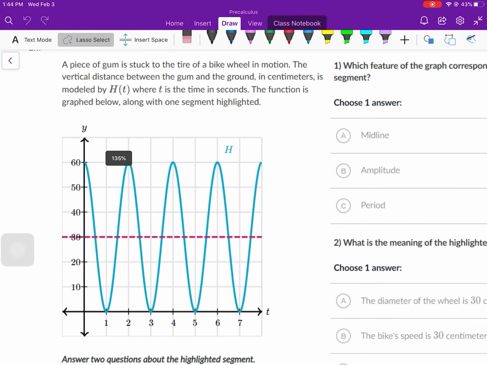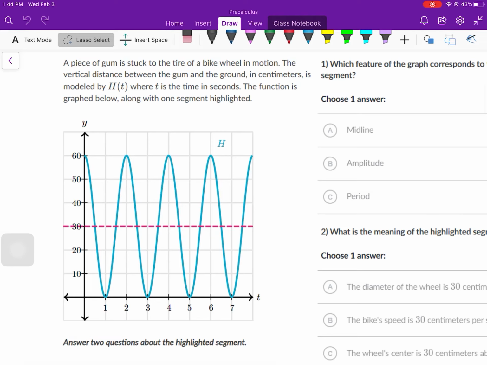So here we go. A piece of gum is stuck to a tire of a bike wheel in motion. Kind of gross. The vertical distance between the gum and the ground in centimeters is modeled by h of t. So this is the distance between the gum and the ground. You can see as it goes on the wheel, it touches the ground and goes around again, and then touches the ground and goes around again, and that wheel is the exact same height. So you see this perfect situation. As long as you're maintaining the same speed, it will be the same distance each time. That's what we're doing in this perfect situation here.